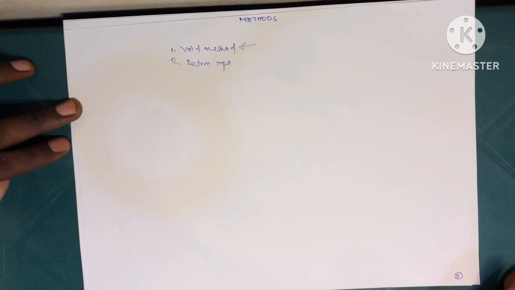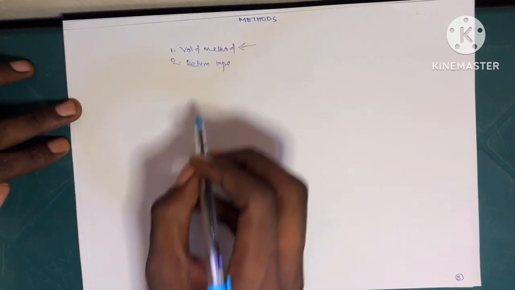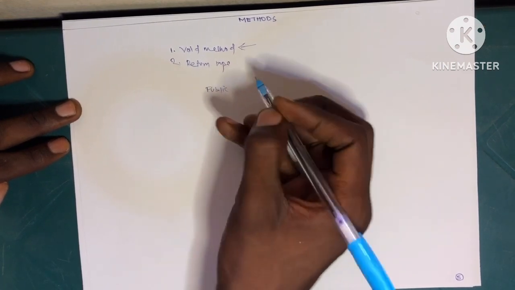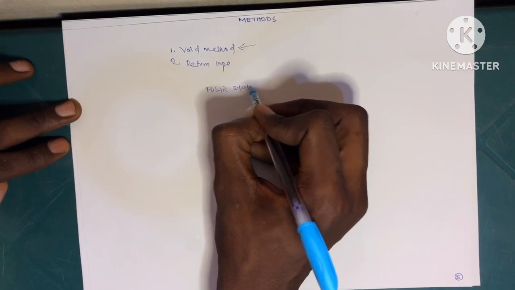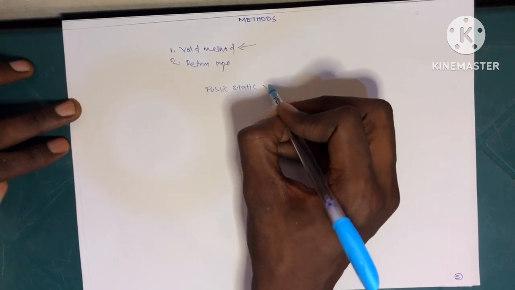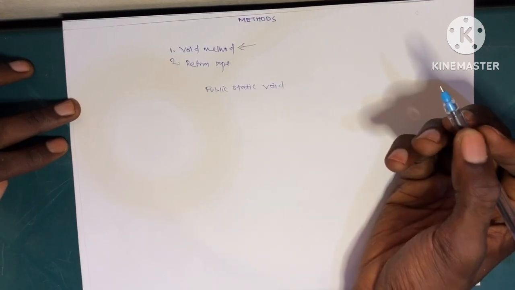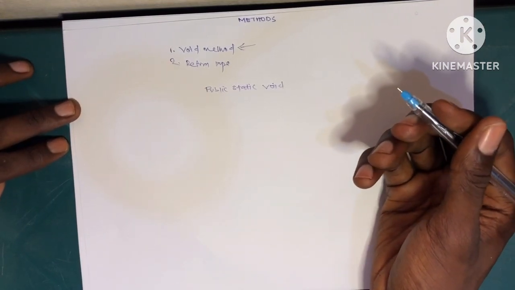so I'll be giving it much attention here. Now, in creating a void method, this is what you do. First, you use the construct public, then static, okay, then this keyword, which is void, all right, then the name of your method. Now your method can have any name you want.